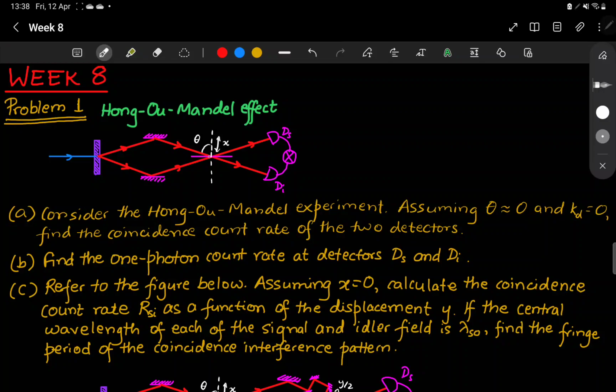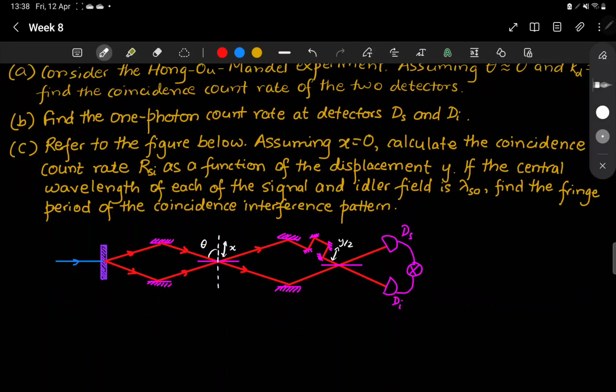Okay, so first of all, this theta is the angle of incidence made by the signal or idler photon with the normal to the beam splitter, and x is the displacement of the beam splitter. So this beam splitter can actually move up and down. Here also we have this theta, which is the angle of incidence of the signal or idler at the beam splitter, and x is the displacement of the beam splitter.